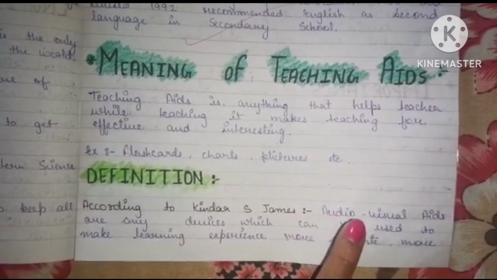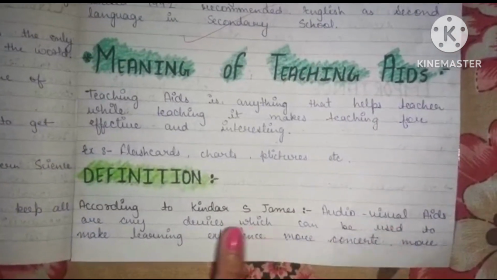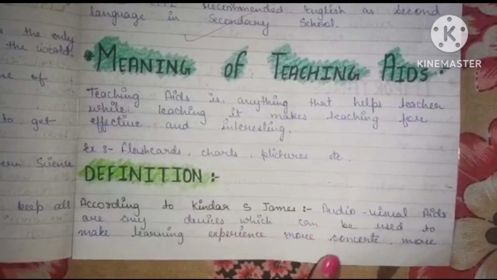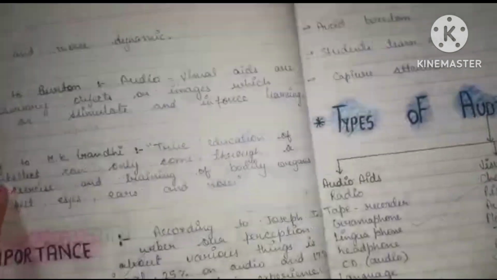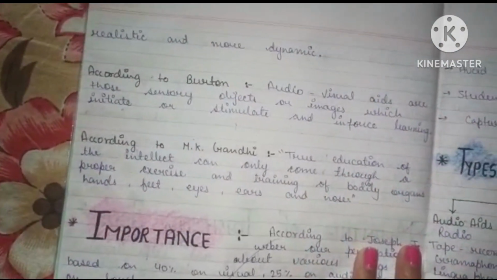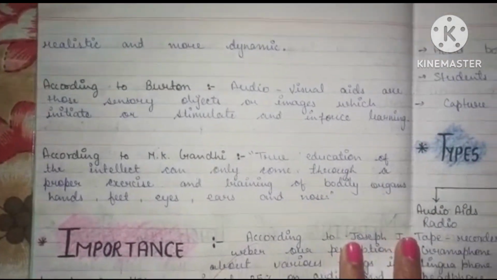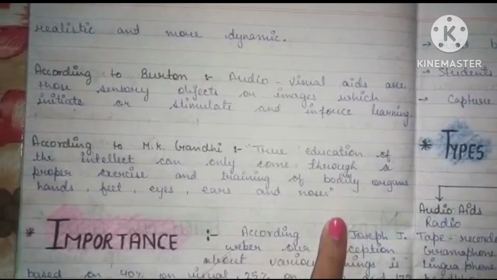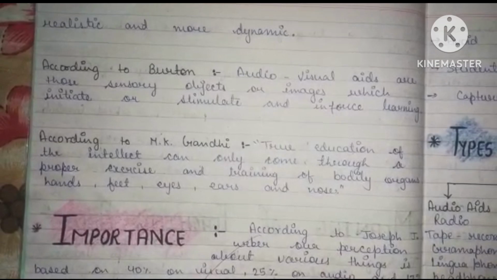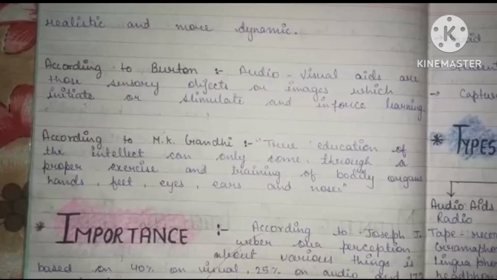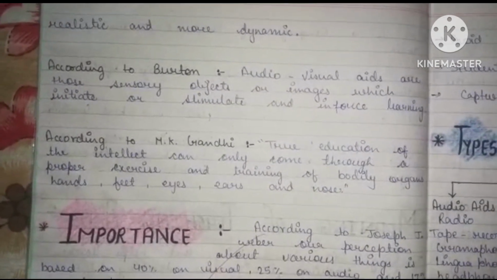James. He says, audio visual aids are any devices which can be used to make the learning experience more concrete, more realistic and more dynamic. Then we have the definition according to Burton. He says audio visual aids are those sensory objects or images which imitate, stimulate and enforce learning.